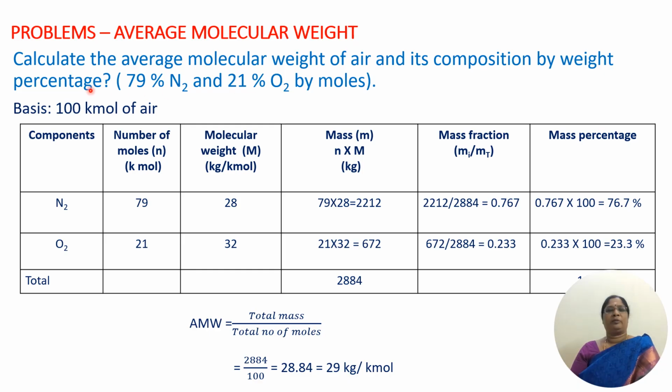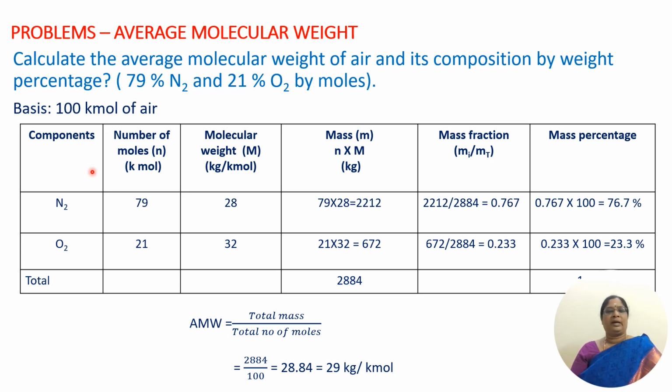The statement of the problem is: calculate the average molecular weight of air and its composition by weight percentage. Given is 79% of nitrogen and 21% of oxygen by moles. So the problem statement is given in mole percentage. From this we have to calculate what is mass percentage and what is average molecular weight.